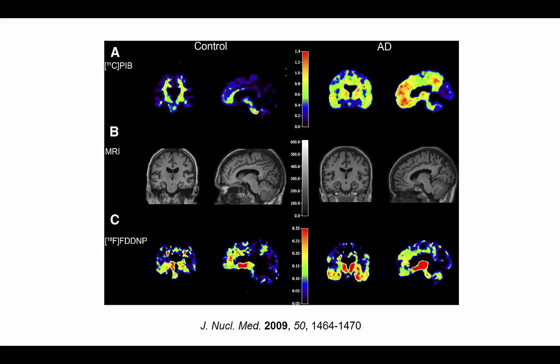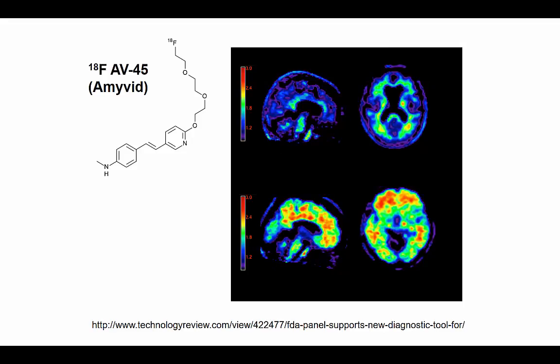Selectivity-wise, it seems like PIB is better than FDDNP. But you remember, the half-life of carbon-11 is only 20 minutes, and F18 is about 2 hours. So F18 may be much more convenient for preparing the reagent and acquiring PET images from patients. So it would be quite desirable to have more selective probes using F18. Scientists from UPenn developed AV45 with F18. This probe showed quite good contrast between AD and control patients. And this compound is the first FDA-approved PET probe for beta-amyloid for Alzheimer's disease diagnosis.